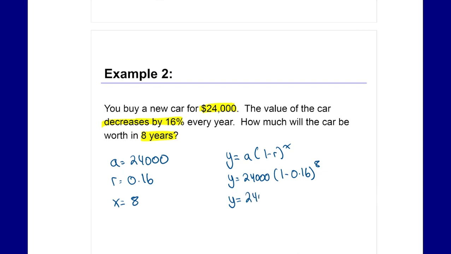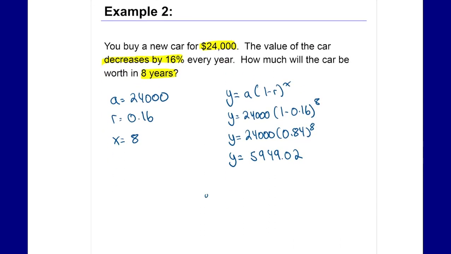Y equals 24,000 times 0.84 to the power of 8. When we calculate this, we get a value of 5,949.02. Therefore, after 8 years, it is worth $5,949.02. So not a lot of worth after 8 years, right?